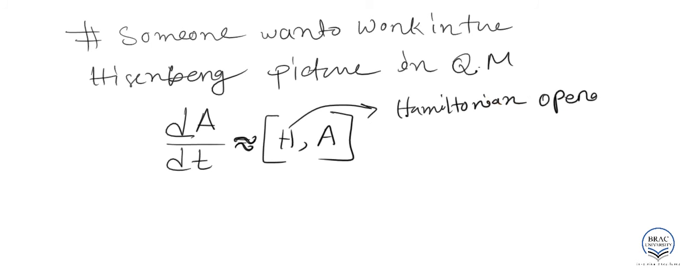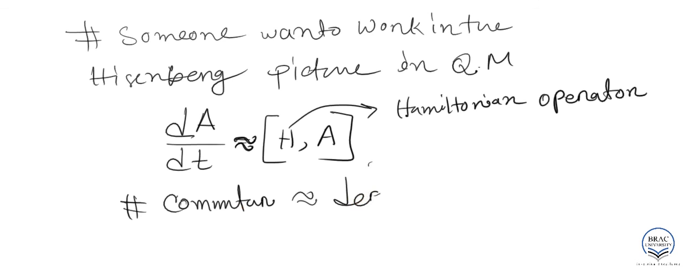operator. And what does this Hamiltonian operator give us? It gives you the energy of some particle. So this is a nice application you see in physics. So from this we can say that the commutator is similar to taking derivatives.